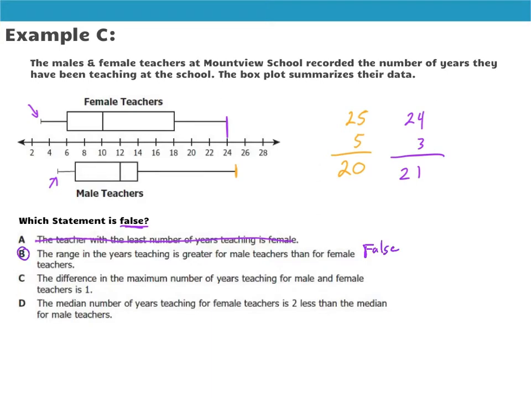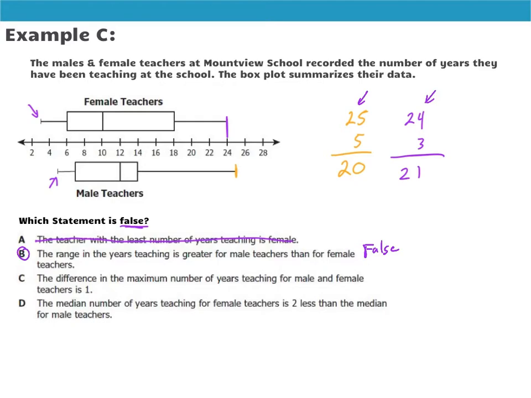Now let's just check C and D just to make sure that we've got our answers correct. So letter C says the difference in the maximum number of years for teaching for male and females is 1. So taking a look, we know our maximum now is 25 for the men. We know our maximum for the women is 24. So 25 minus 24 is 1. So that statement is true.